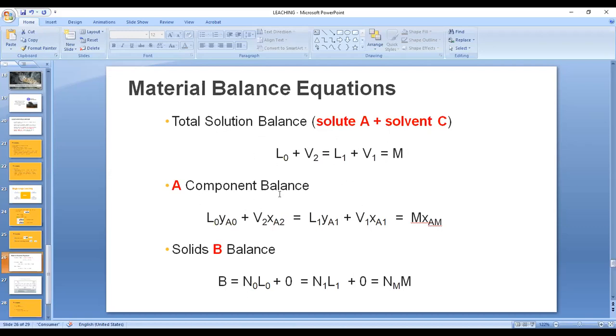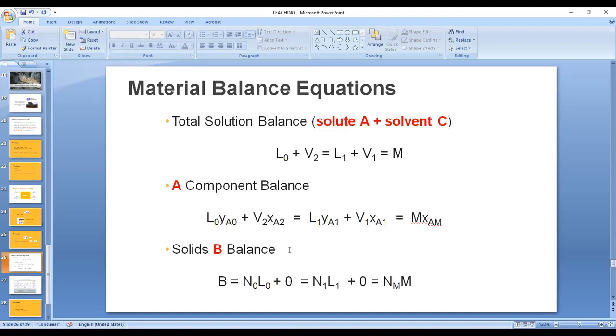If you do component balance in A, this is how you do it also. Since this L0, this B2, this L1, and B1 only has A and C, naturally you're only going to multiply it with this manner of expressing concentration in which the denominator is just A and C as well. So this is just A and C over A plus C over A plus C. Okay? The same is true with the bulk phase M. It's just A and C.